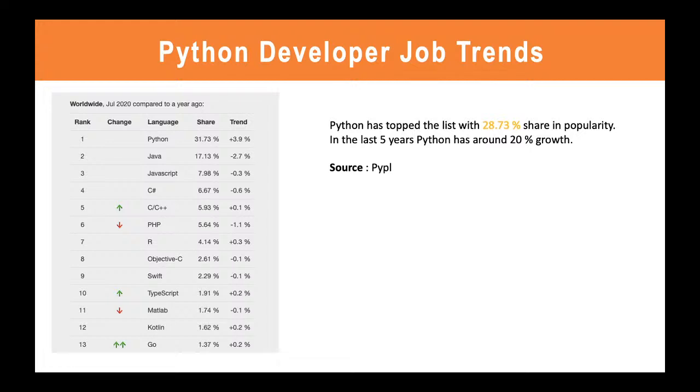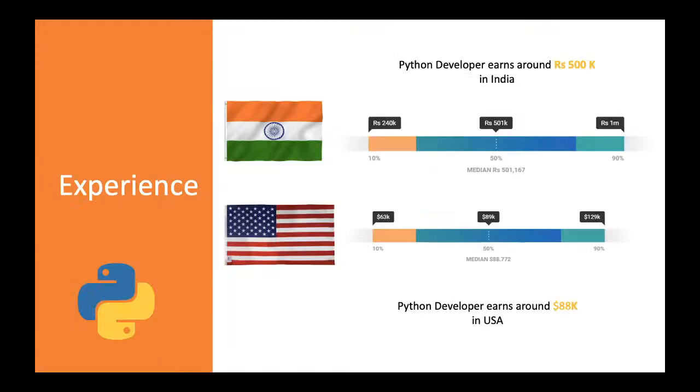As I said, in the job profiles, what does a Python developer get as an average salary? A Python developer earns around 500k rupees in India, almost 501K. That is huge. And in the USA, it is comparatively around $89k. That is also huge.